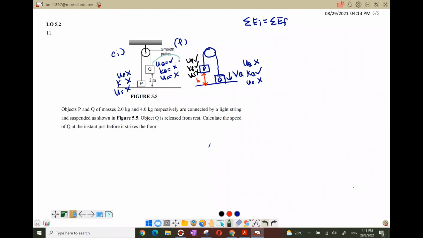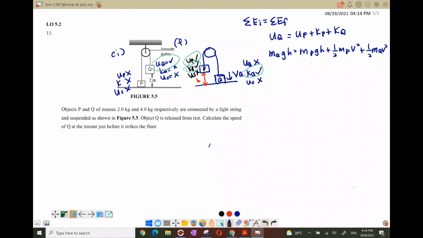Okay, yang pertama kita ada initially, this one U_Q. Then final kita ada U_P, K_P dan juga K_Q. So kita masukkan dalam conservation of energy. Initial we have U_Q, final we have U_P plus K_P plus K_Q. Okay, masukkanlah semua value. U_Q adalah m_Q g h. U_P adalah m_P g h. K_P adalah half m_P v squared and K_Q is half m_Q v squared.